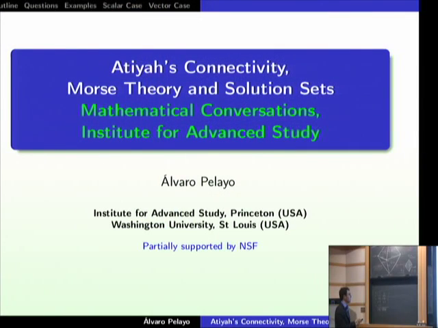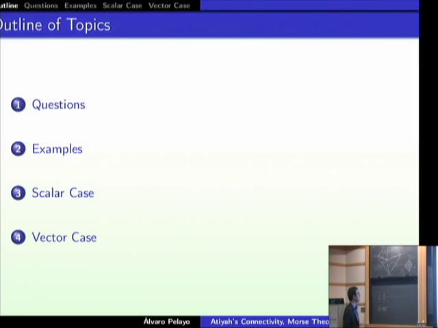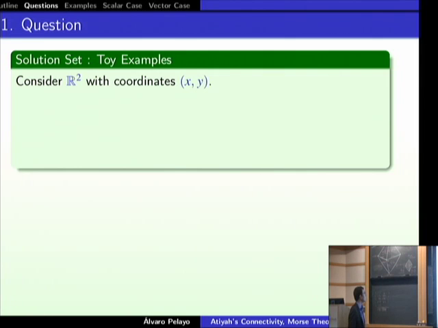It's very nice to be able to speak here, and it also gave me a chance to review some of these things that I'm going to be discussing today. So the outline of my talk is going to be the following. First, I'm going to raise some questions. Then I'm going to give you some examples, and then I'm going to discuss answers to these questions. And this is what scalar and vector case mean, and you will see what it means once we get through sections 1 and 2. Okay, so here are some toy examples of the question I want to discuss.